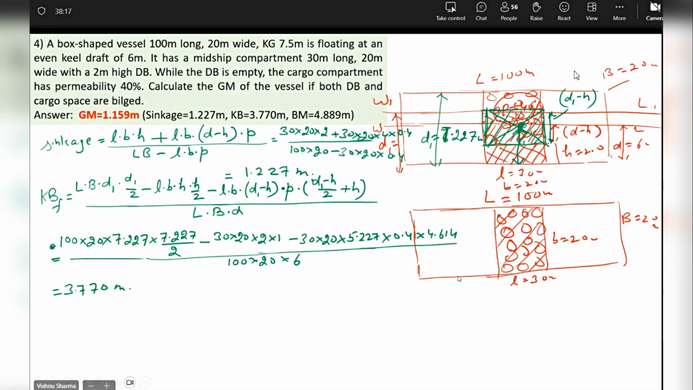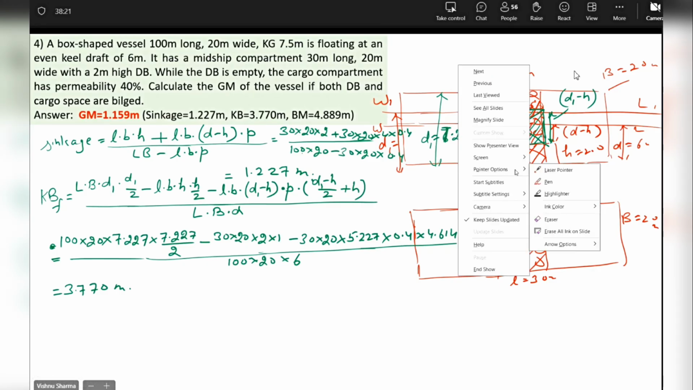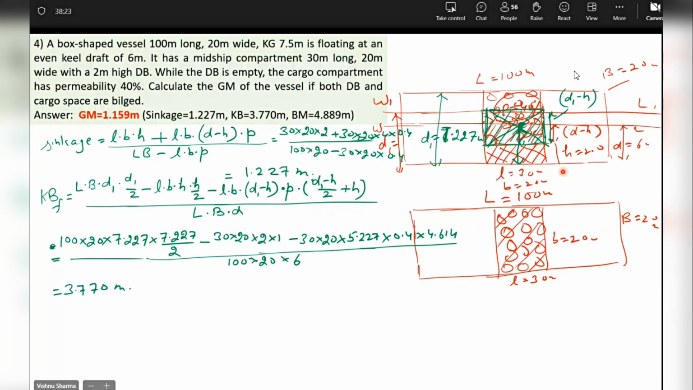And then how much more to keel? How much more to keel? Another 2 meters, yes or no? Is this distance D1 minus h by 2, yes or no? Sir. Go ahead, sir, D1 minus h by 2. So identify the center and see what is the distance. Guys, is the expression clear now?